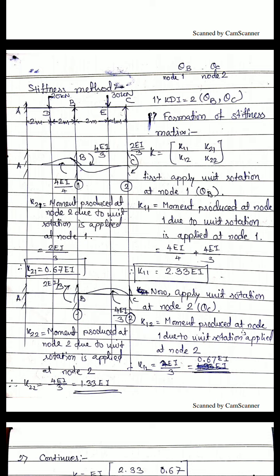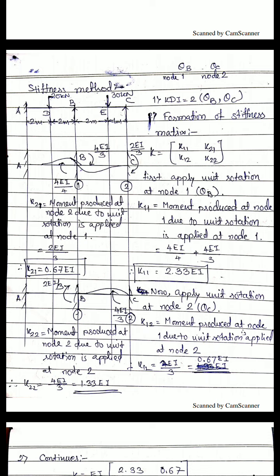So if joint B is rotating in a clockwise direction with unit rotation only, two moments will be produced. For span AB it is 4EI by 4, and for span BC it is 4EI by 3. If you take the algebraic sum of these two values, this will be your K11. If you add these two values, it comes out to be 2.33 times EI. That will be your K11 value.